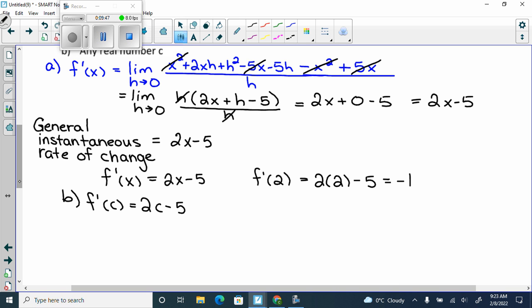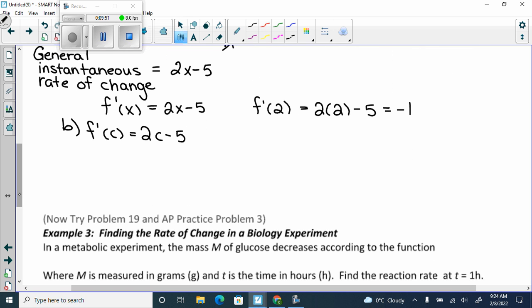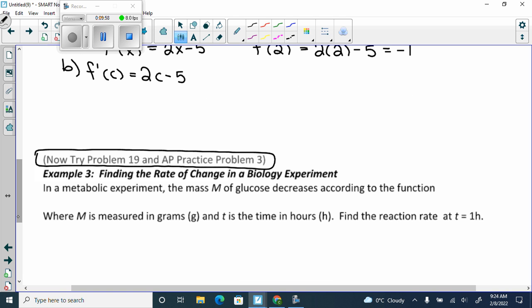Okay. Then we'll go to the question below it. So here we have finding the rate of change in a biology experiment. It can be used in any type of bio experiment or something like that. You can see where they could use it in real life.